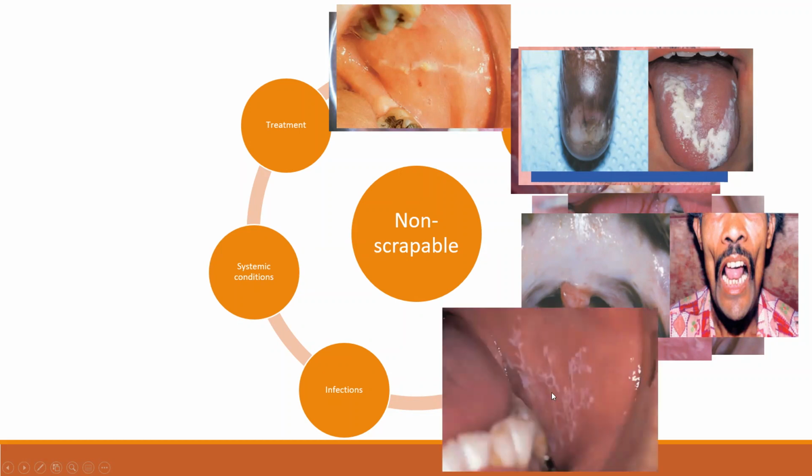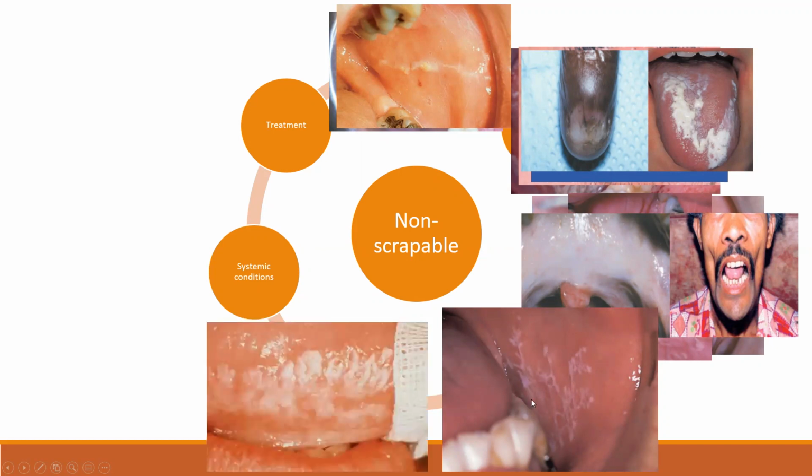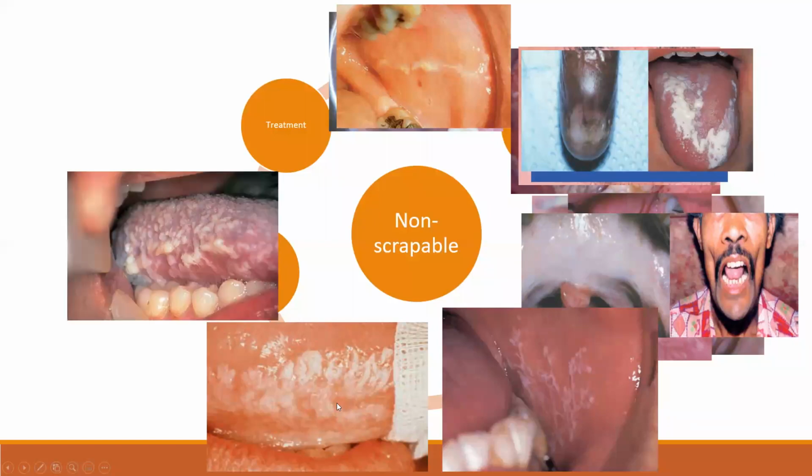Next is Wickham striae lesions, which is lichen planus, appears as if there is lace-like pattern. This is an example of hairy leukoplakia seen in patients with HIV, asymptomatic, no complaints, but can be seen only on the lateral border as vertical striations.